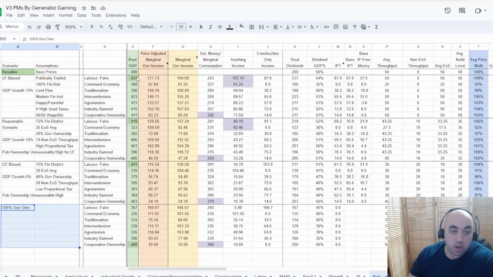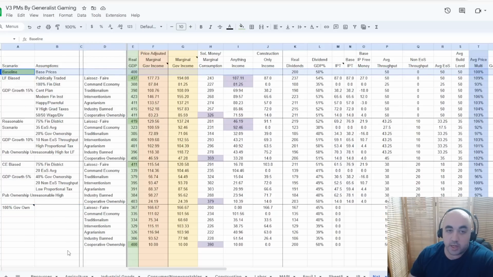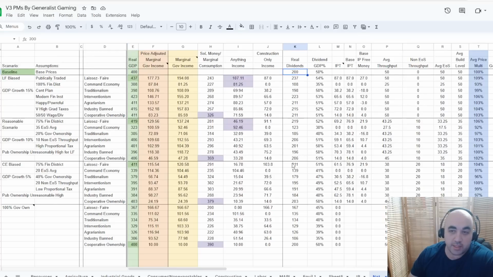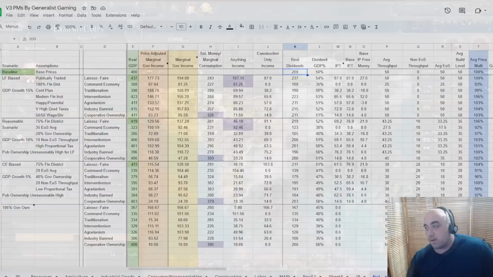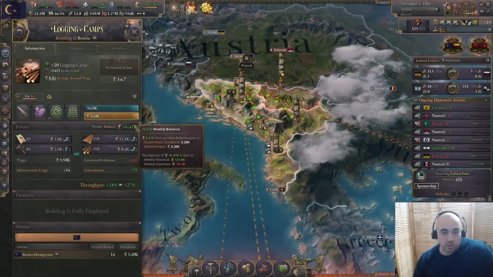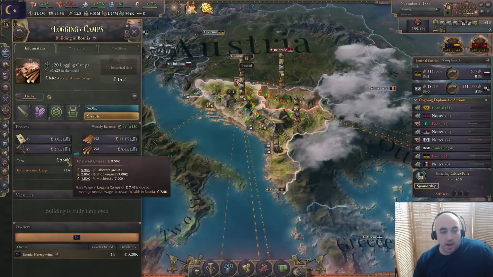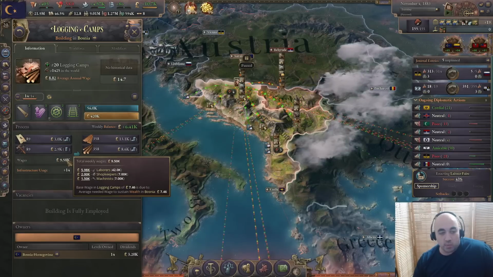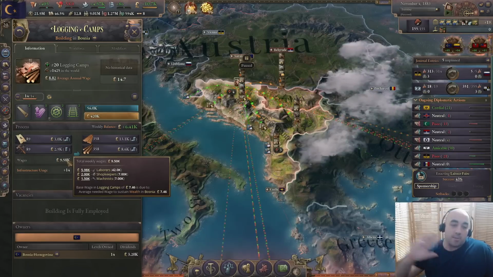So we also have this baseline condition here. Our baseline assumption is a GDP of 400 and a split between dividends of 200 and also a split between wages of 200. So just kind of coming back into the browser here, if we have a logging camp, we're assuming that the 6.4K balance and these wages will be equal for the entire economy in the aggregate.